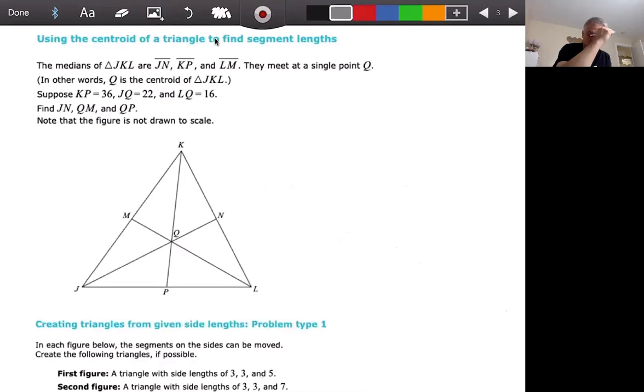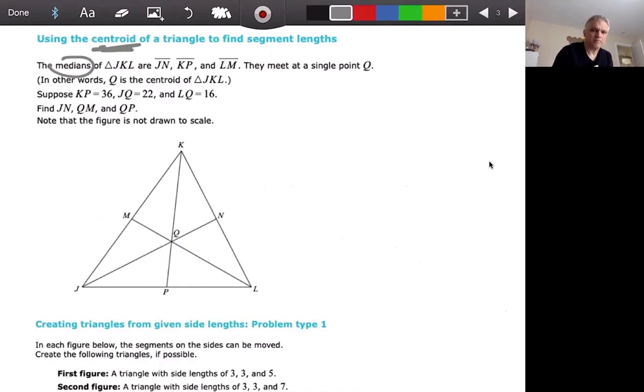Okay, all right, let's go. Next question. This is the last vocab word for the intersection of special segments. This is the centroid. The centroid is created when you draw the three medians and the medians intersect at one point. We call it a centroid. Okay, that's kind of cute, huh?